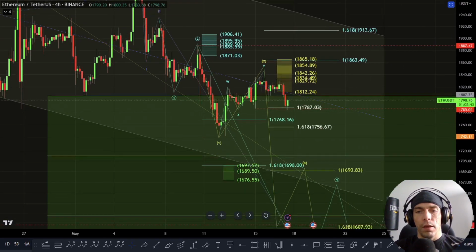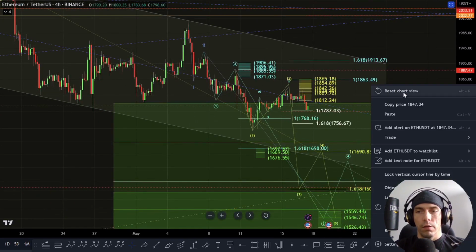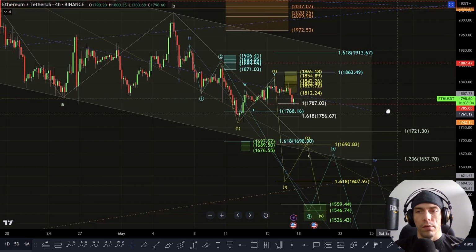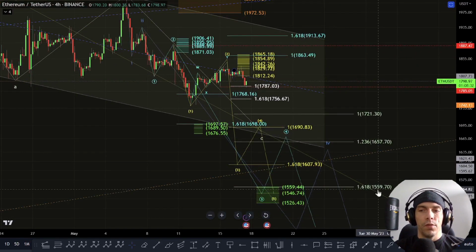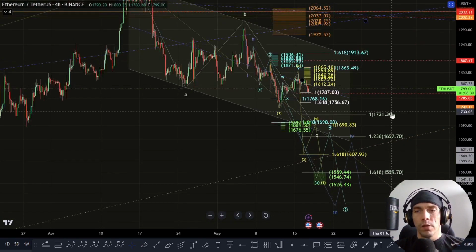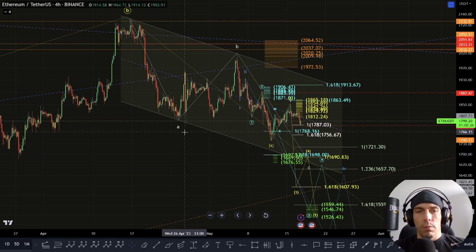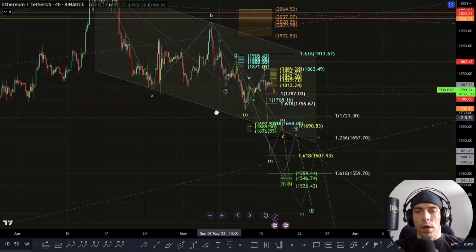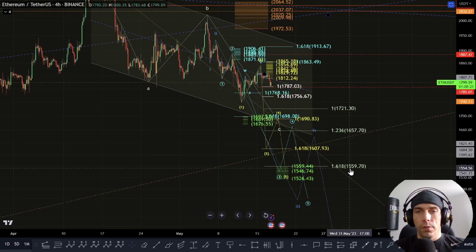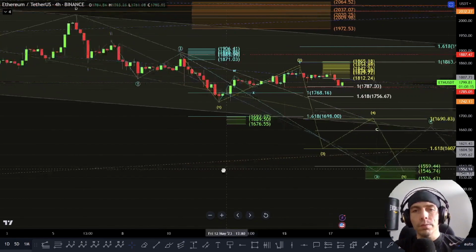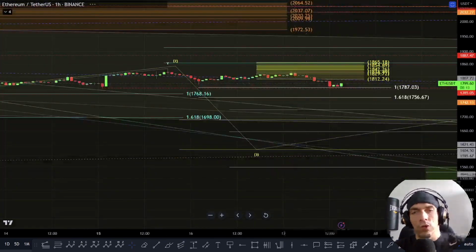So this is what we need to be careful of here. If we start to break down too deep, what we could see is that we actually reach the 1.618, which would be this 1559. Now this 1.618 would be basically off of this A wave here, where this becomes AB, and we could actually have this as 1-2. So if we push down towards this 1559, basically we need to be aware that this could then mean that we are actually forming a bigger impulse. Now, how would this look in the shorter term?